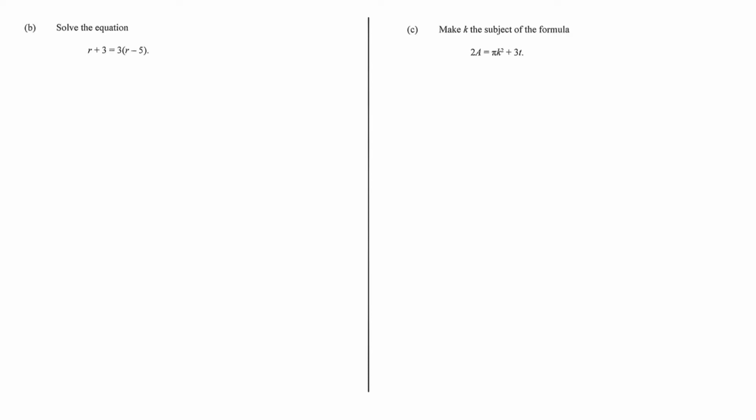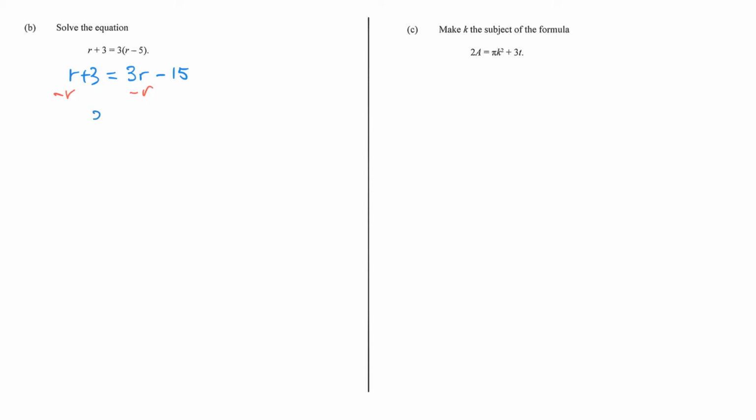In part B, we are asked to solve the equation r plus 3 equals 3 times r minus 5. We're going to start by distributing the right-hand side. So we have r plus 3 on the left equals 3r minus 15 when we multiply out the right-hand side. Our next goal is to get all of the r's on one side and all of the other numbers on the other side. So, for example, I can subtract r from both sides.